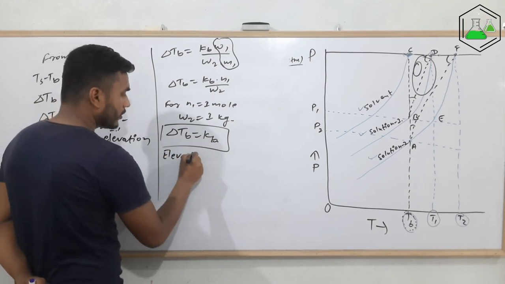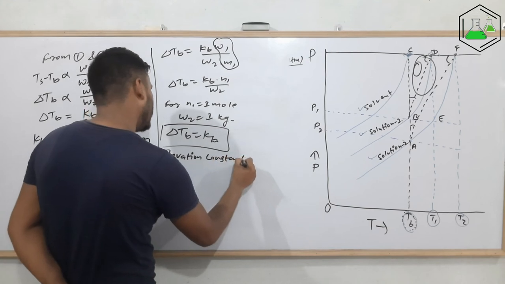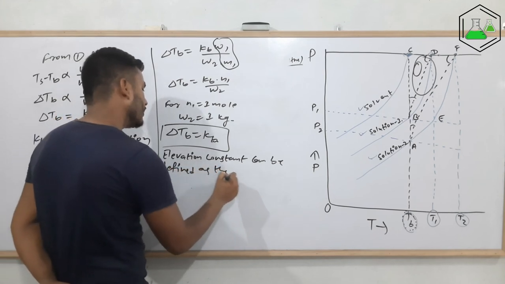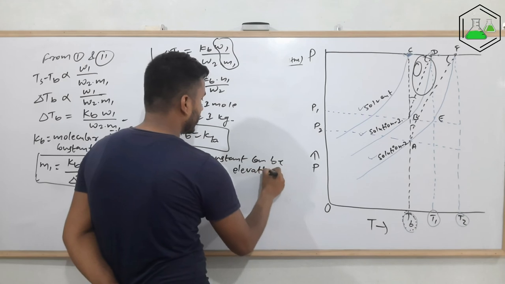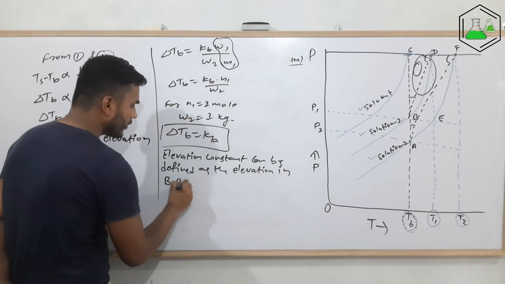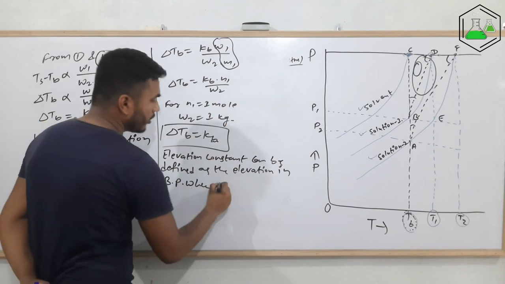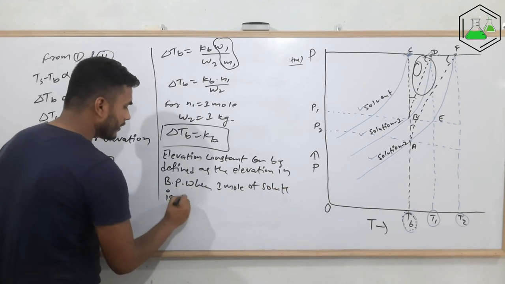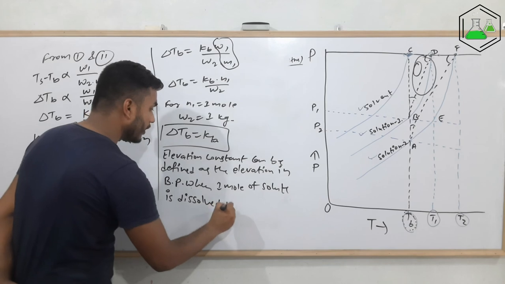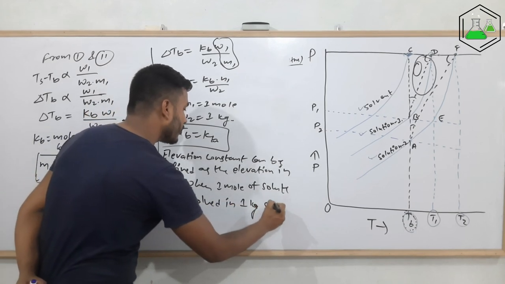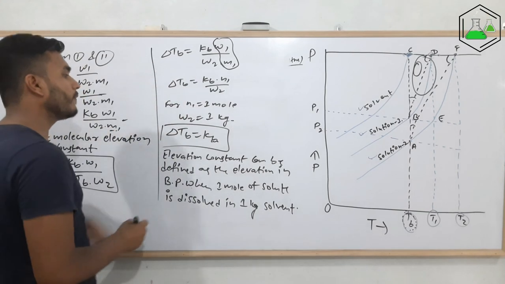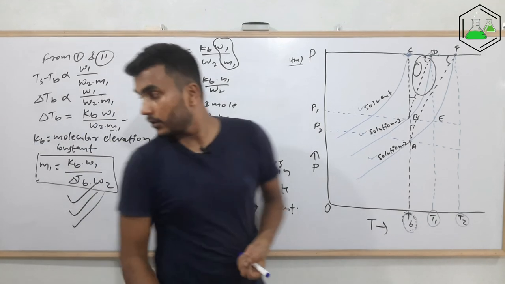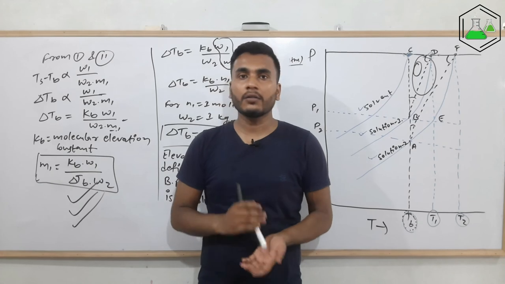So we can define the elevation constant as the elevation in boiling point when one mole of solute is dissolved in 1 kg of solvent. So this is the definition of this KB, and our required expression is this one. Okay, we calculated the value of the molecular weight or molecular mass of the solute.